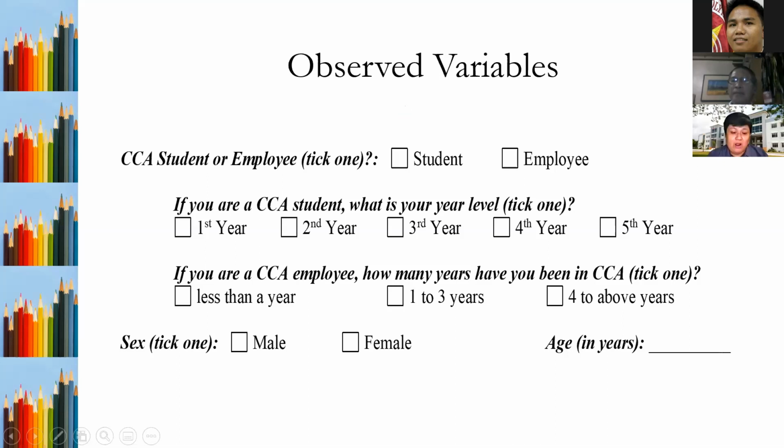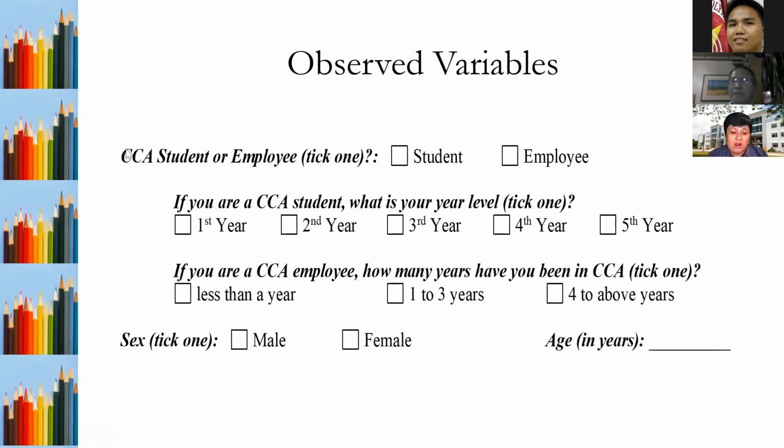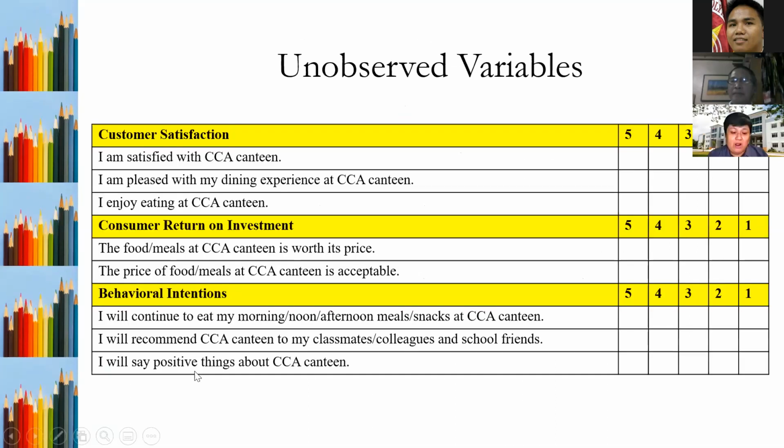On the other hand, for example, we want to measure the level of customer satisfaction, or consumer return on investment, or behavioral intentions. Typically, in order for us to measure customer satisfaction, we try to include what we call items or indicators. These indicators or items are usually measured using a scale, for example, a five-point Likert scale, where 5 means strongly agree and 1 means strongly disagree.